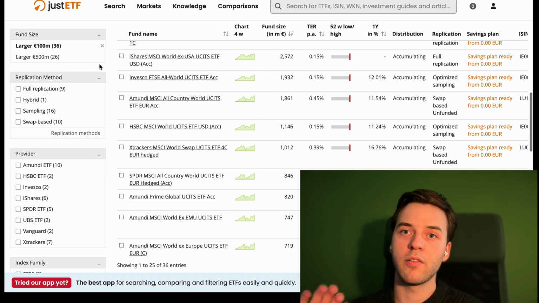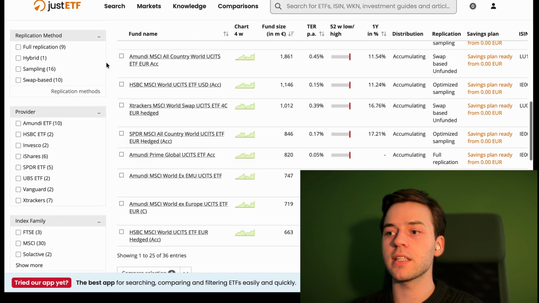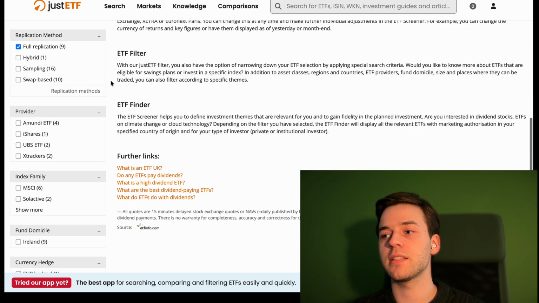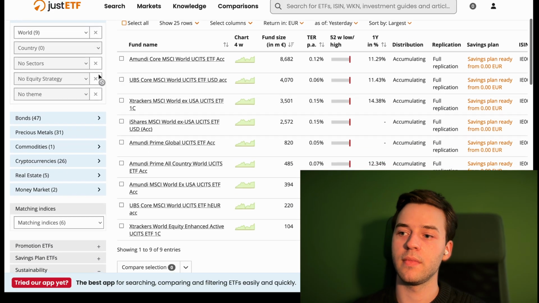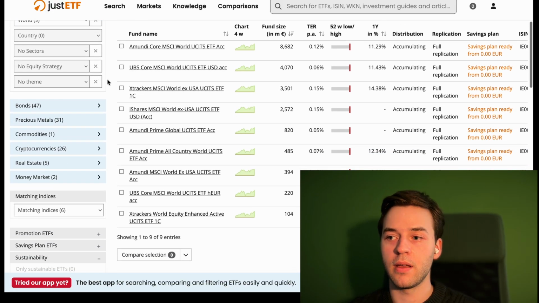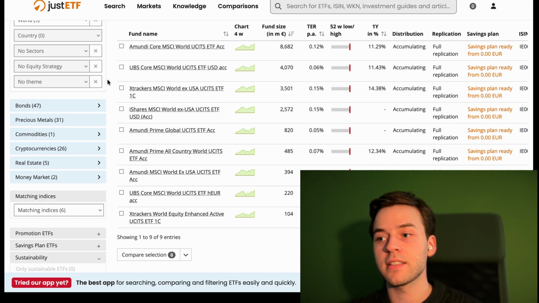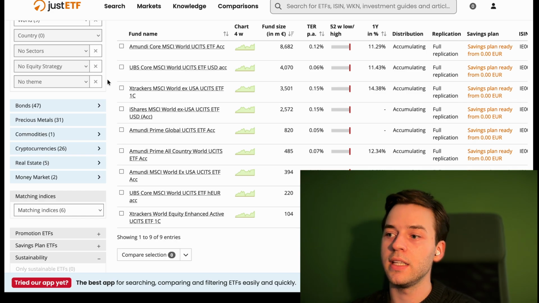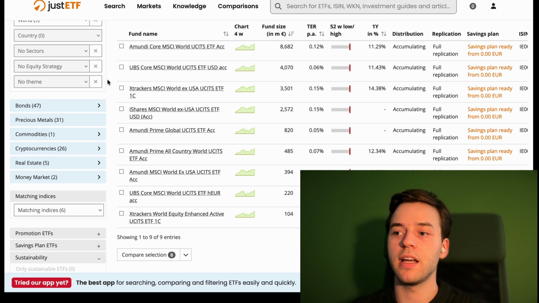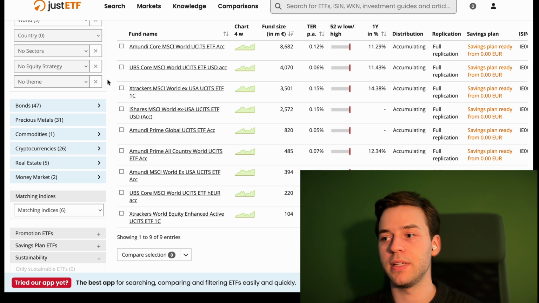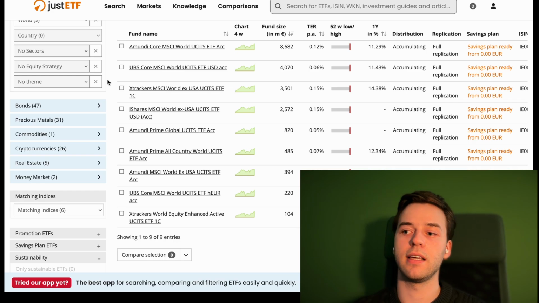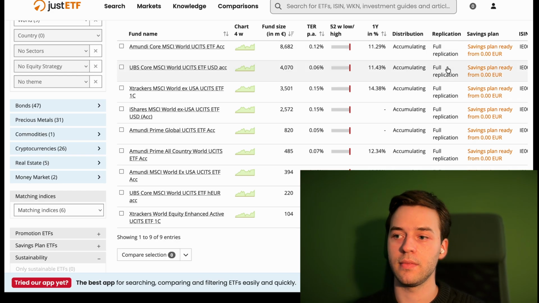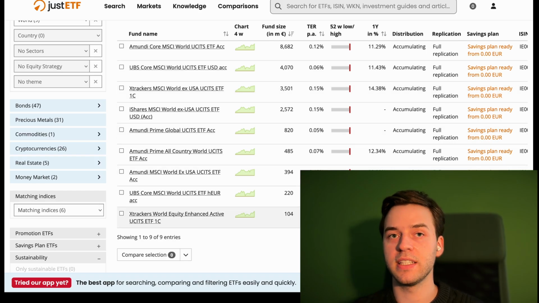Let's talk about replication methods. Physical replication means the ETF just buys all the stocks that are included in the index they are following, or at least they try to. With ETFs, they try to invest into the world economy. You can imagine that it could get quite expensive to buy stocks from very small companies that might not have the same trading liquidity as big stocks like Nvidia, Apple, or Amazon. Optimized sampling combats this problem.